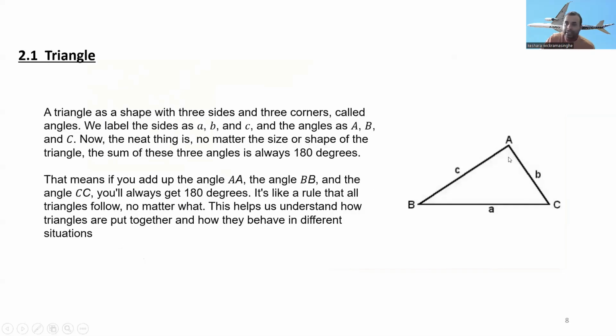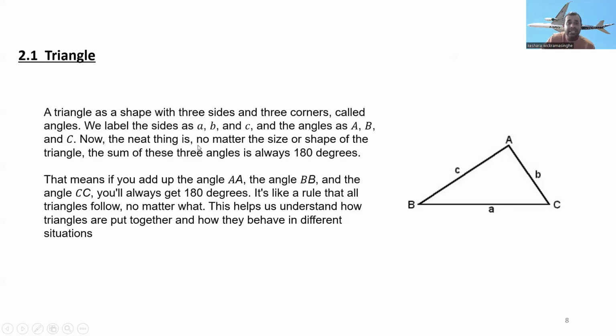You know about the triangle, right? The triangle is very basic. A triangle is a shape with 3 sides and 3 corners. These corners we call angles, and we label the sides a, b, c, and the angles capital A, capital B, and capital C.